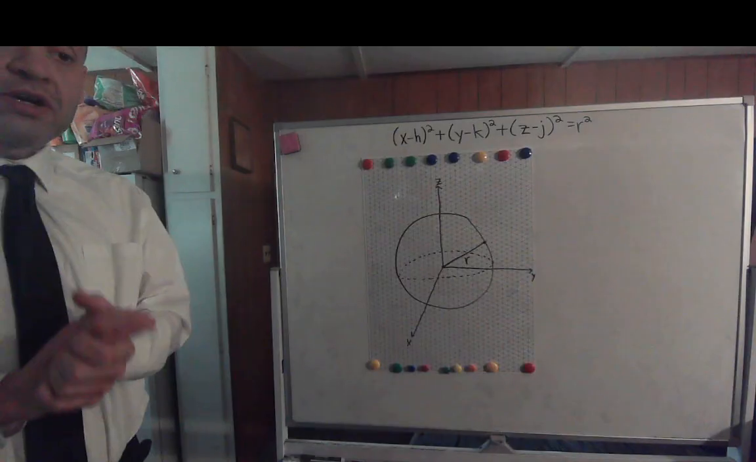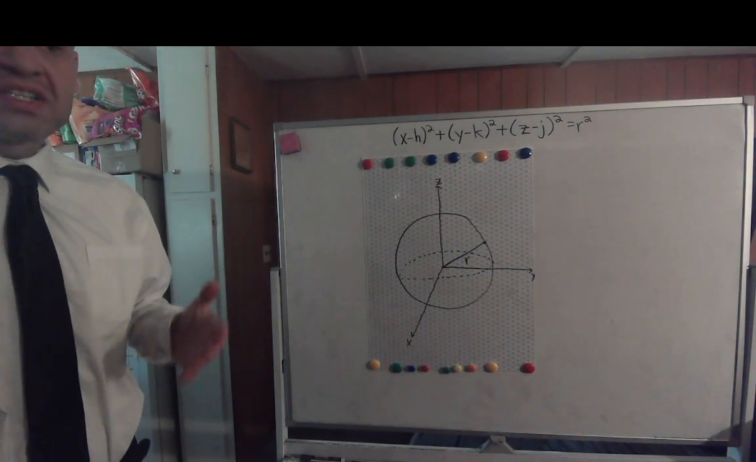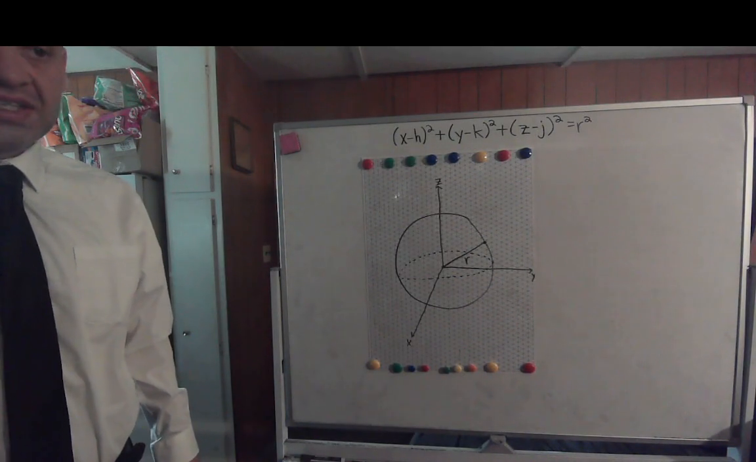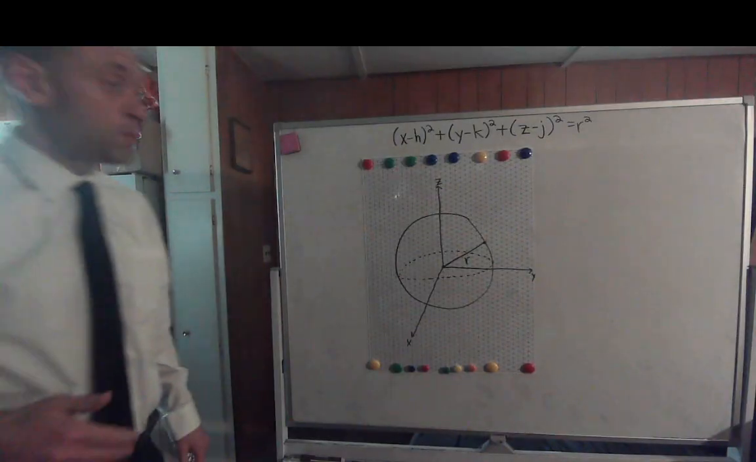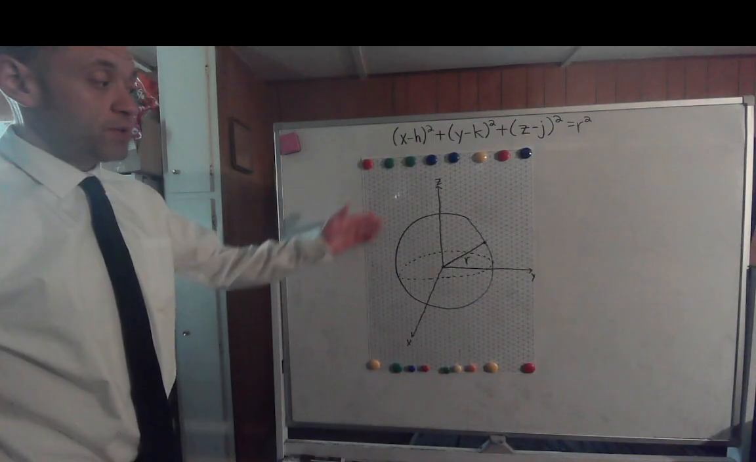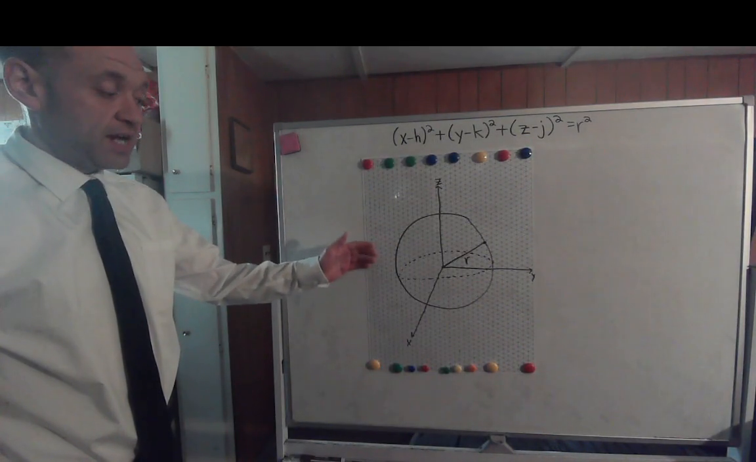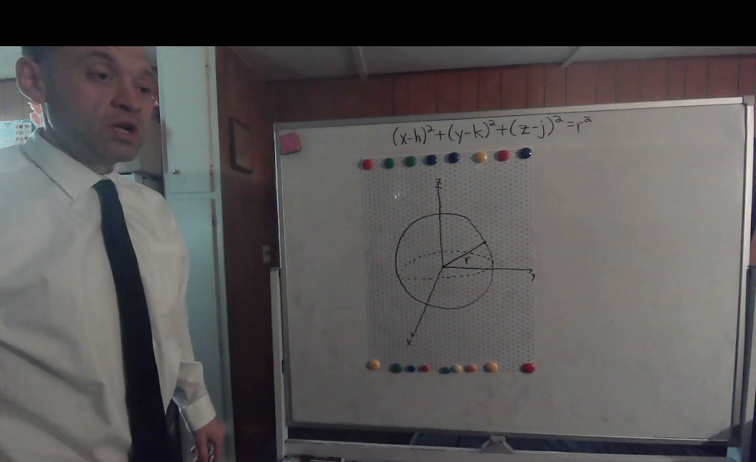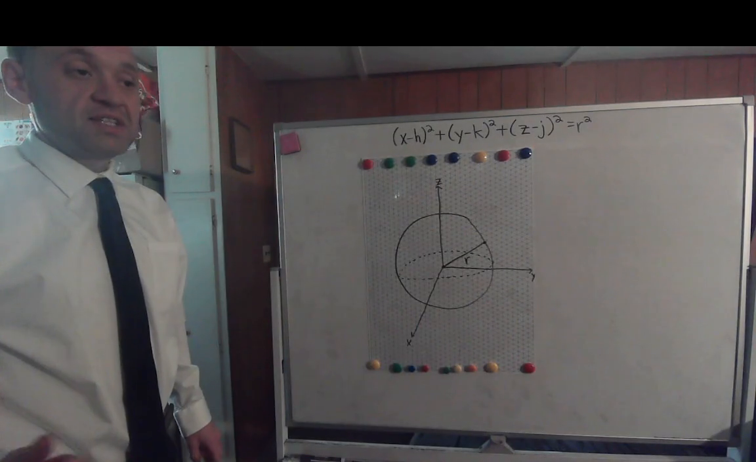So today we are going to start out by discussing spheres, and then we're going to talk about traces of spheres. So first let's talk about a sphere. Well, we have a sphere graphed here in the XYZ system. It's a 3D equivalent to a circle. Well, let's break this down.